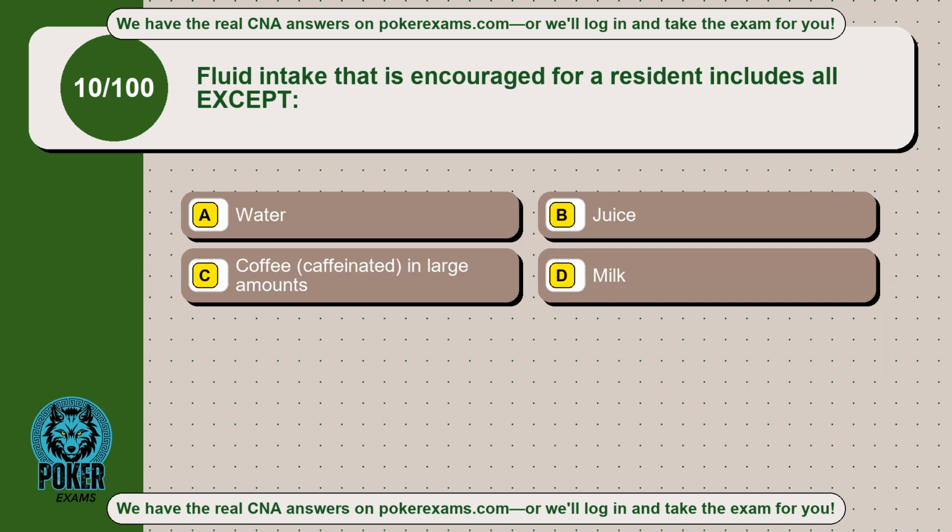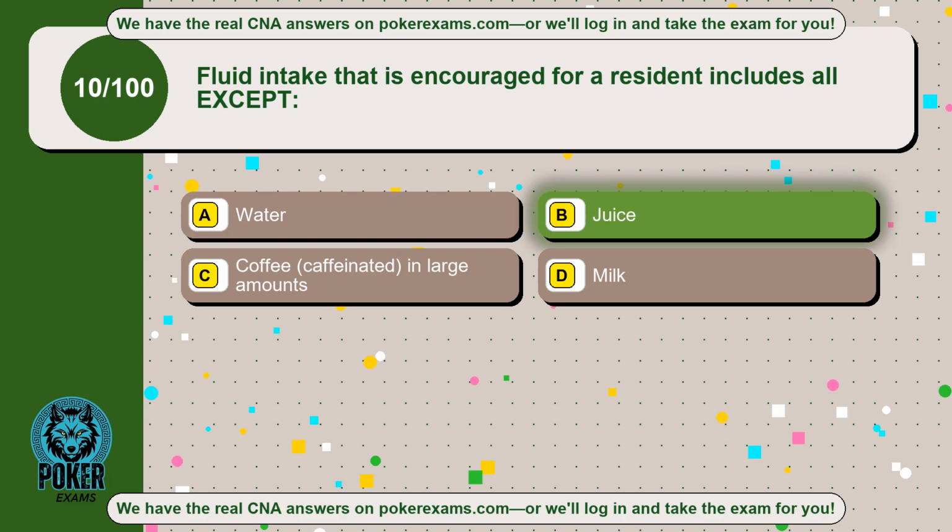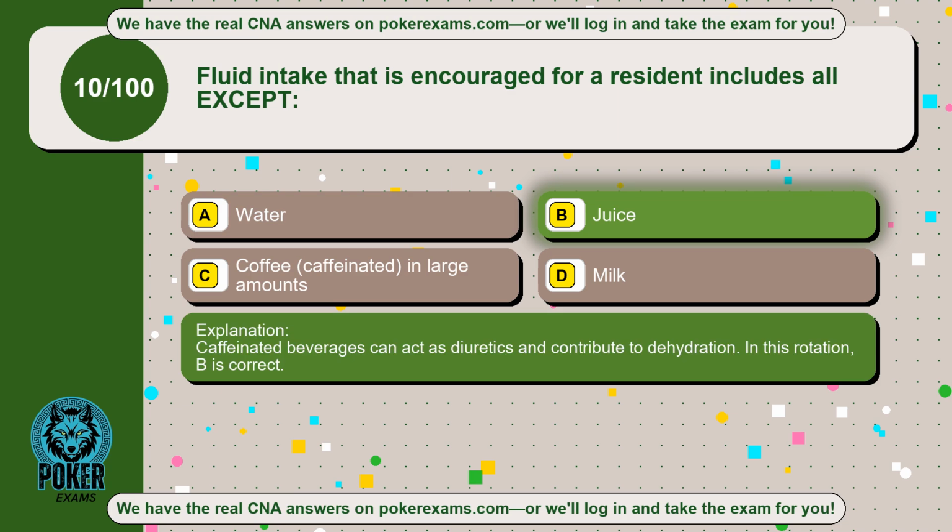Question 10. Fluid intake that is encouraged for a resident includes all except: Option A, water. Option B, juice. Option C, coffee, caffeinated, in large amounts. Option D, milk. The correct answer is option B, juice. Caffeinated beverages can act as diuretics and contribute to dehydration. In this rotation, B is correct.